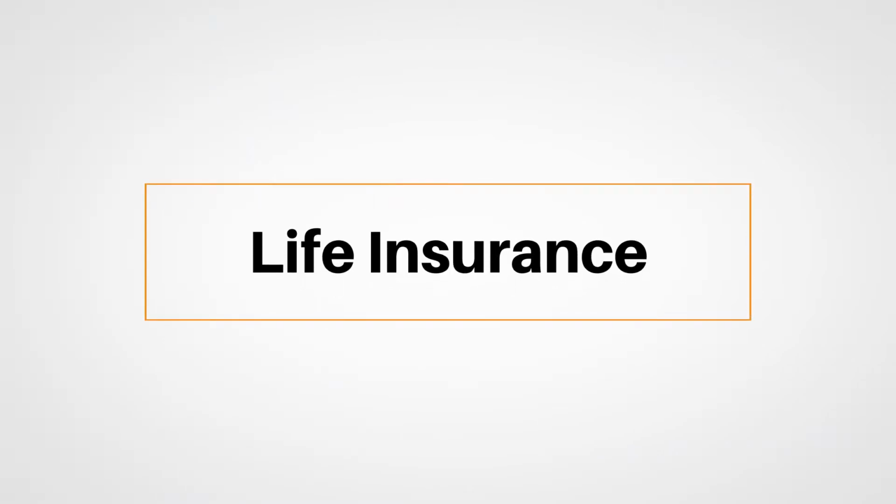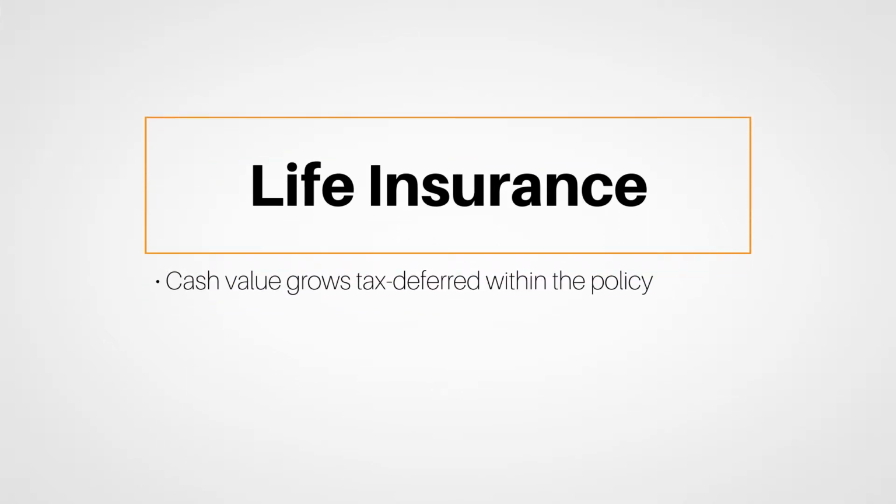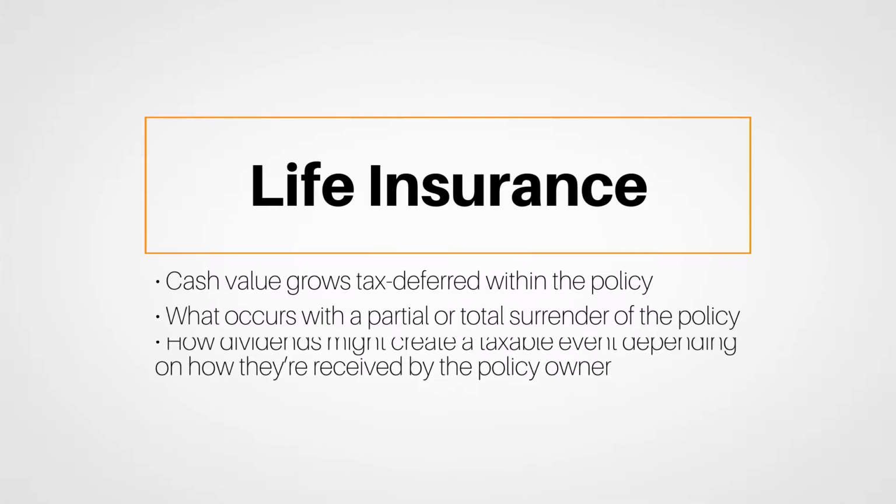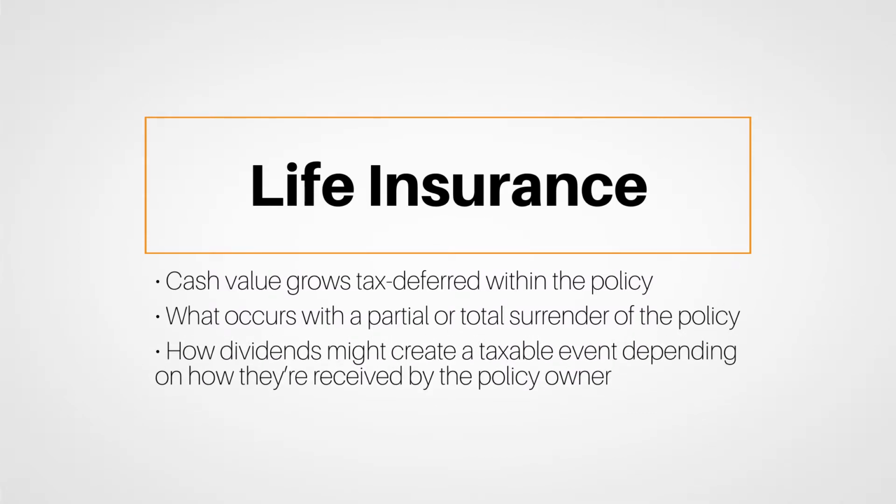The first section of life insurance taxes brought up some things you've already learned, as well as a few new items. Some of the more familiar issues are things like cash value grows tax-deferred within the policy, what occurs with the partial or total surrender of the policy, and how dividends might create a taxable event depending on how they're received by the policy owner.